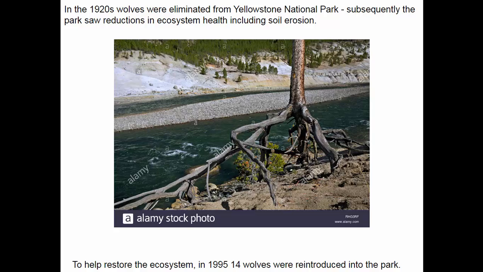wolves were native to that area. Wolves were native to much of the northern parts of North America and Canada. However, in lots of parts, in all of the United States actually, wolves were hunted to extinction. So about 1920 or so, all wolves in Yellowstone National Park were basically wiped out.